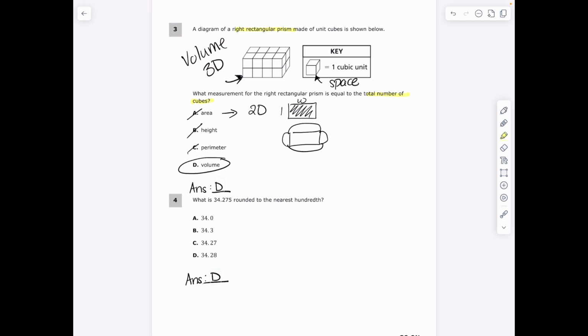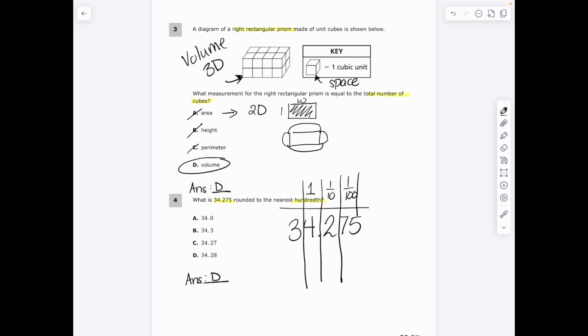For number 4, I want to know what is this number, 34 and 275 thousandths, rounded to the nearest hundredth. So I'm going to write down my number. I'm going to find the number in the hundredths place. So, like I know these are ones, tens. I'm going to put these here so you can see it. Hundredths. I don't like the way I drew that. Let's do it again.